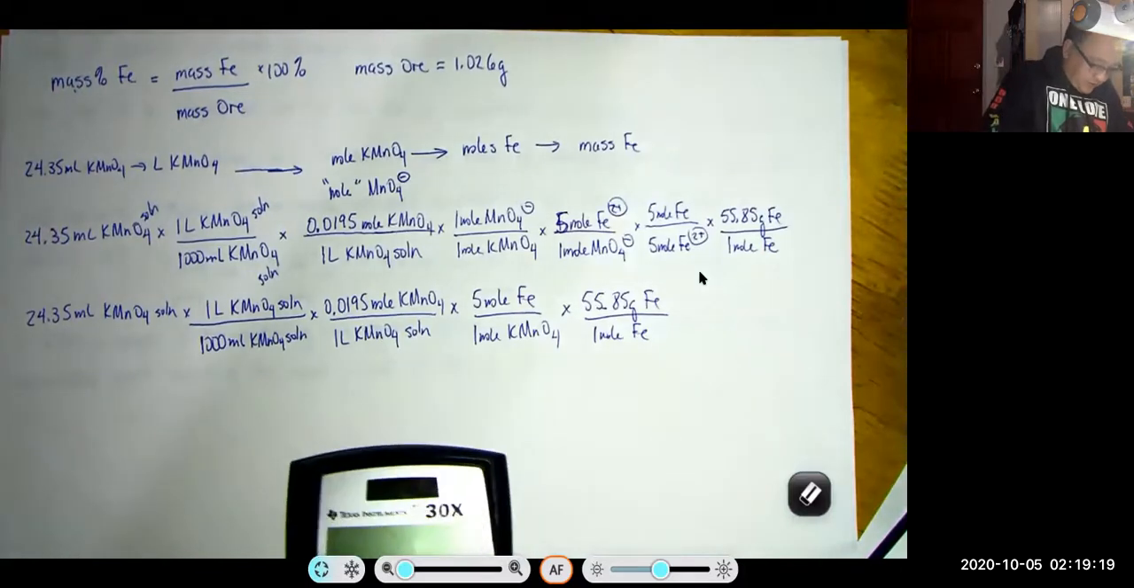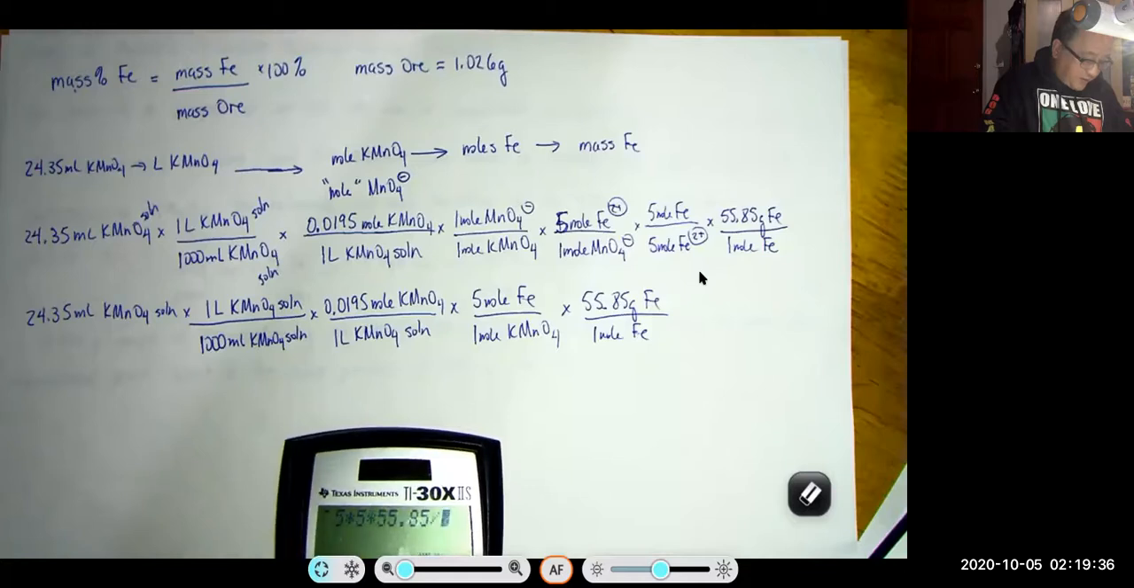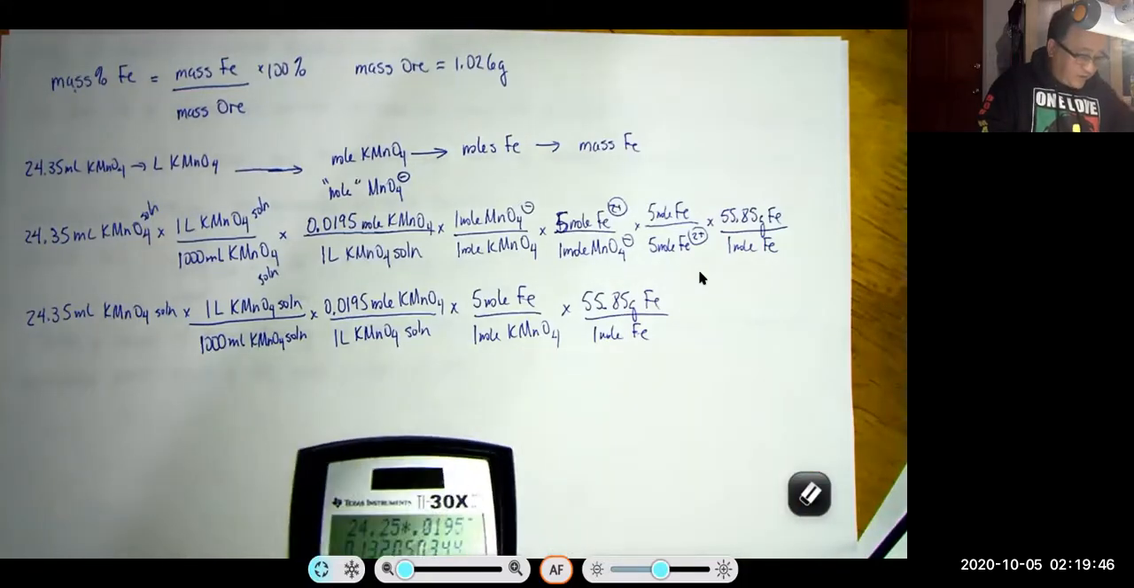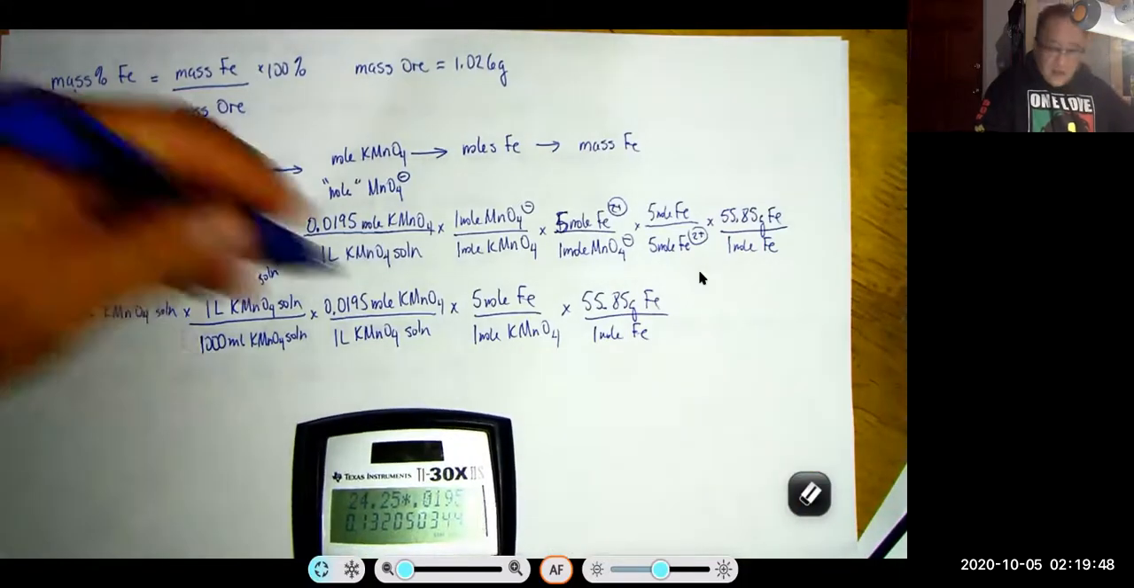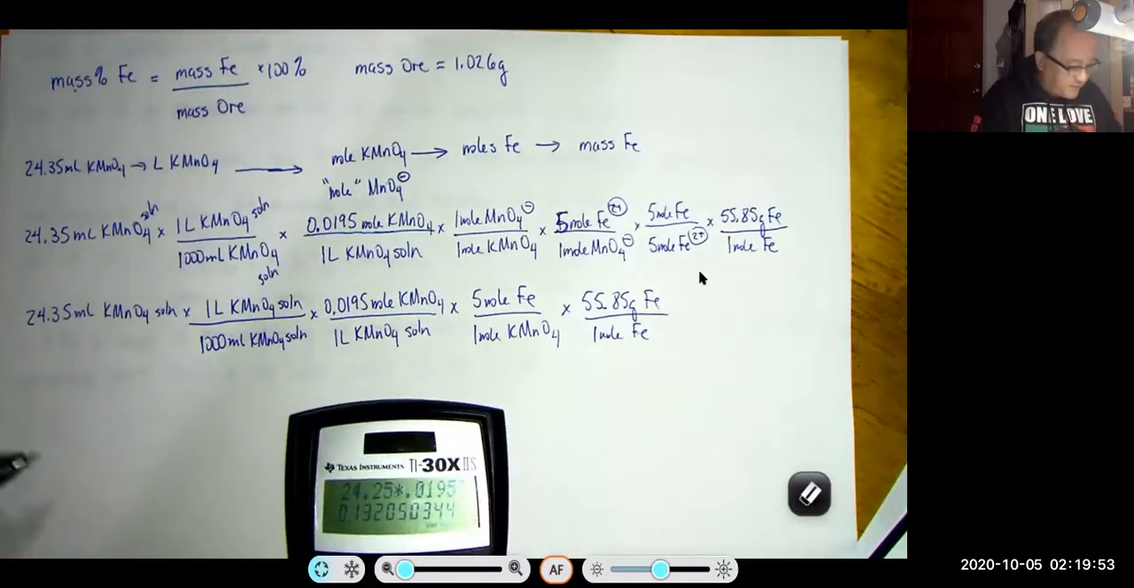So I'm going to turn this on, I'm going to clear it, and we're going to put 24.35 times 0.0195 times 5 times 55.85 divided by 1,000 divided by 1. I'm going to put 1 because it won't change anything. And we get 0.132. So I did a little wrong thing because I thought it would be 0.012, but this seems like it might be right.